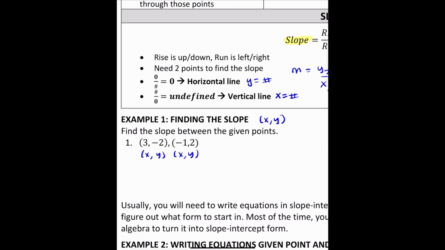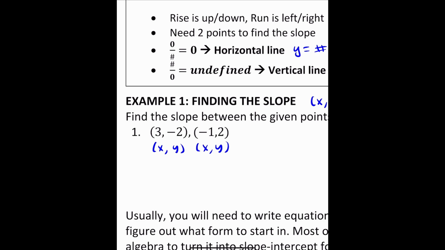This 3 is actually going to be my first x, so I'm going to label this x1. Over here, that negative 1 will be my second x, so I'll call this x2. Let me rewrite this real quickly. So we have x1, y, and this right here is x2, y. Again, we have 2 y's, and we need to differentiate them. Since I call this the first x, and this is the first y, let's call this y1 over here.